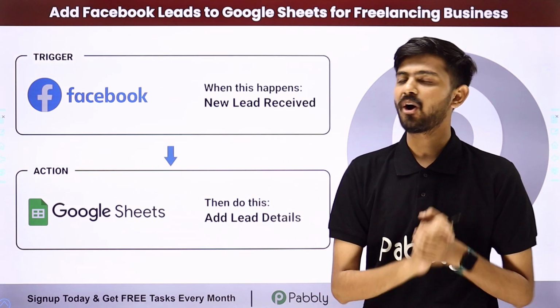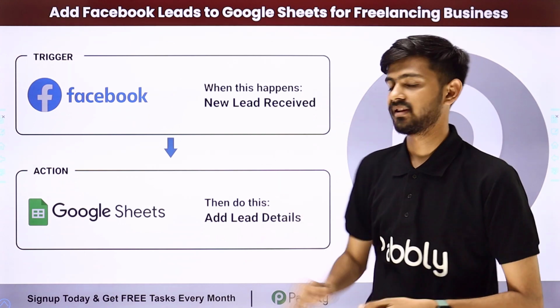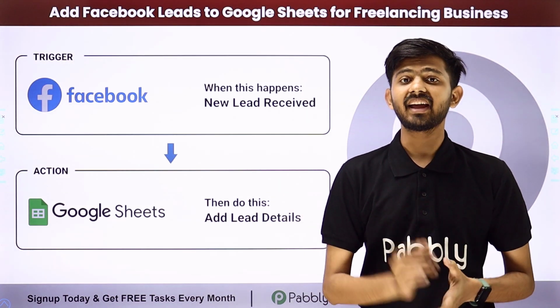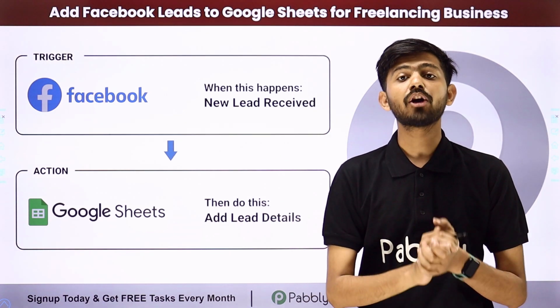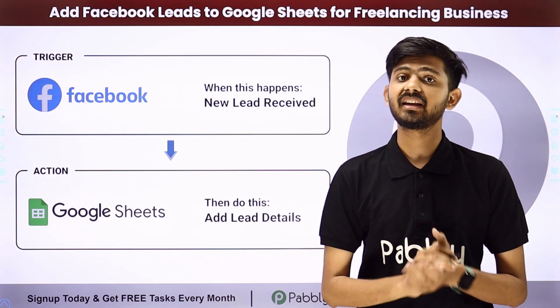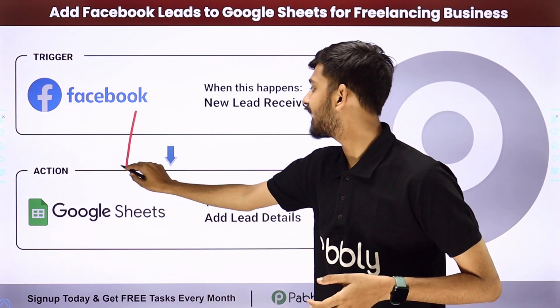Hello everyone, today our topic is how to add Facebook leads to Google Sheet for freelancing business. So here my objective is that whenever I get a new Facebook lead for my freelancing business in Facebook lead ads, then automatically I want to add these lead details in my Google Sheet. So for that I have to build a connection between Facebook lead ads and Google Sheet.